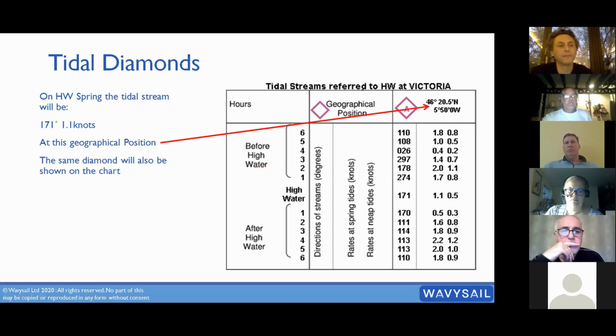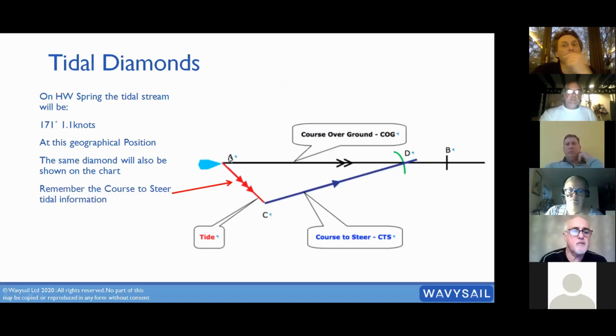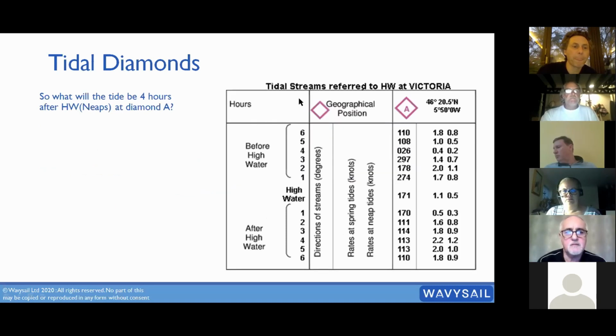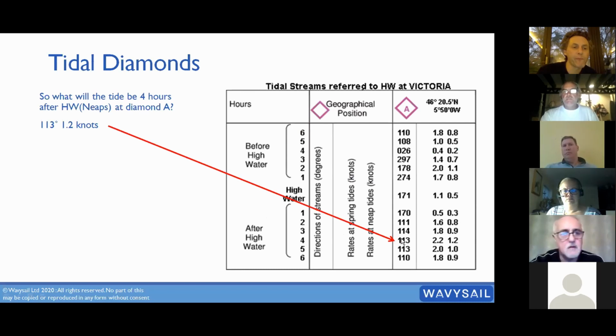That position. And the same will be on the tide chart. And if you remember when we did those course to steer exercises and we had to look at course to steer, we get this information to be able to do that, our course to steer information. Okay, so what will the tide be 4 hours after high water neaps in tidal diamond A? It would be 4 hours after, so 113 degrees, and it's neaps, so it'd be 1.2.